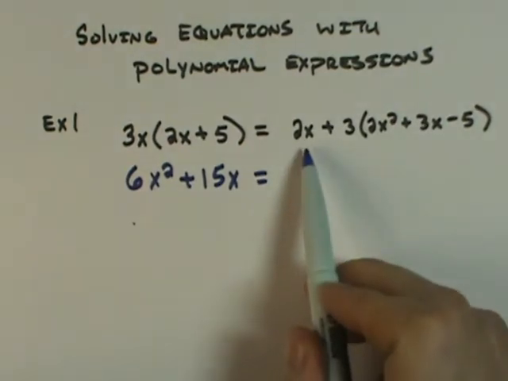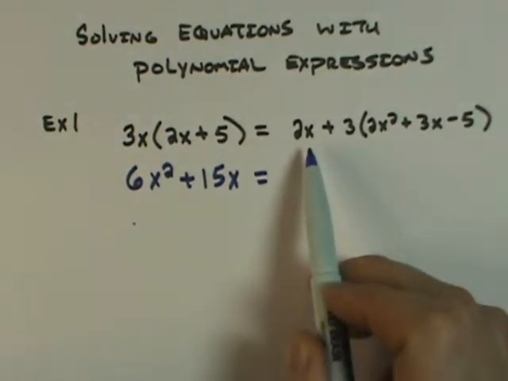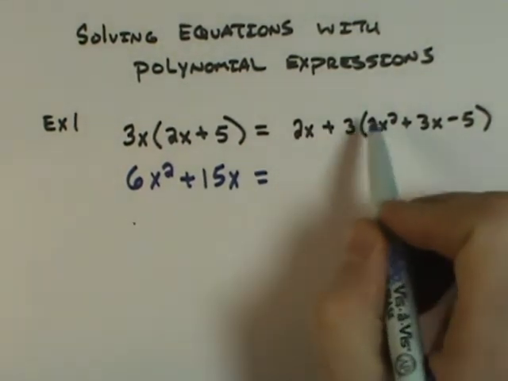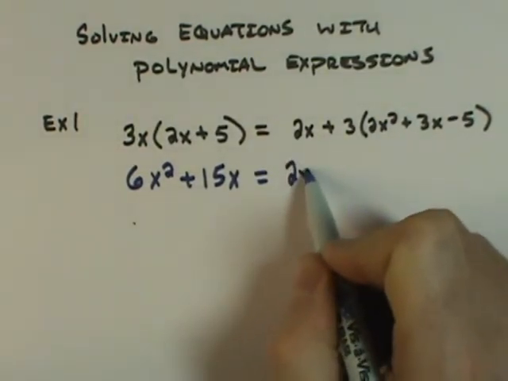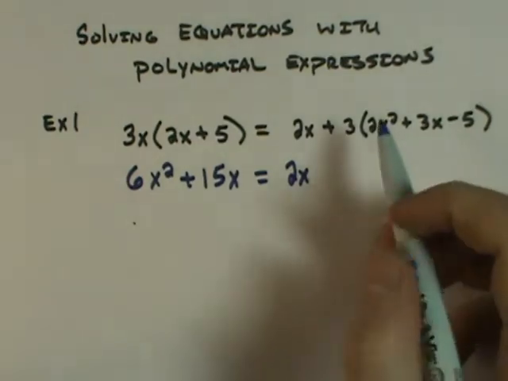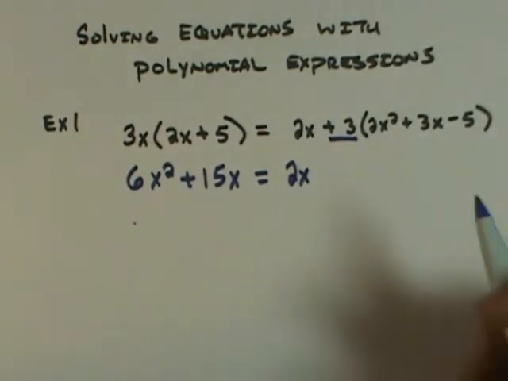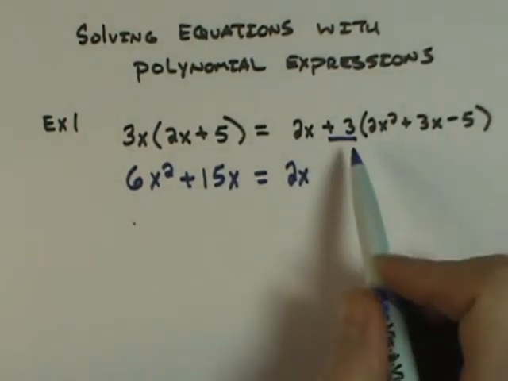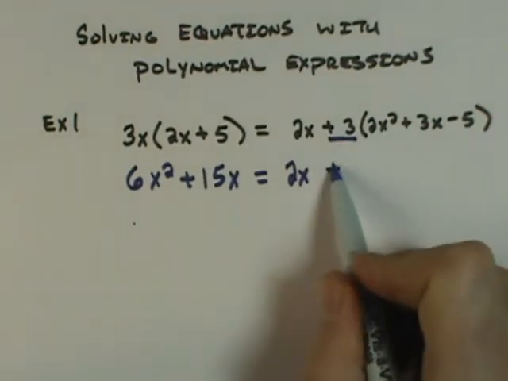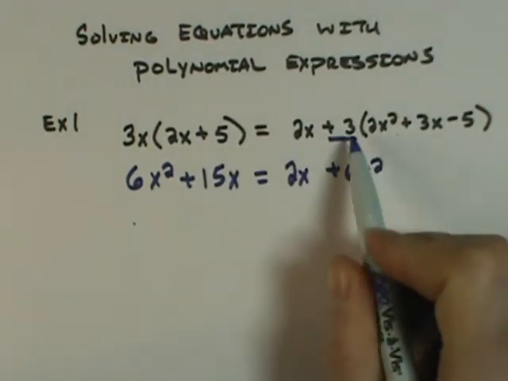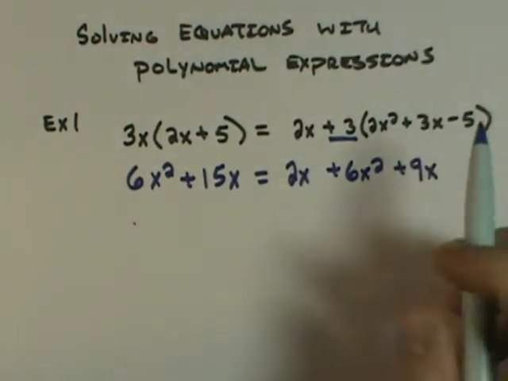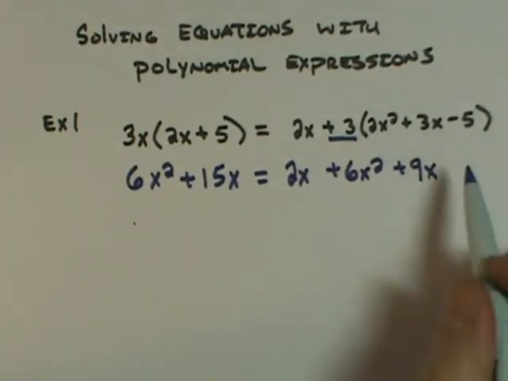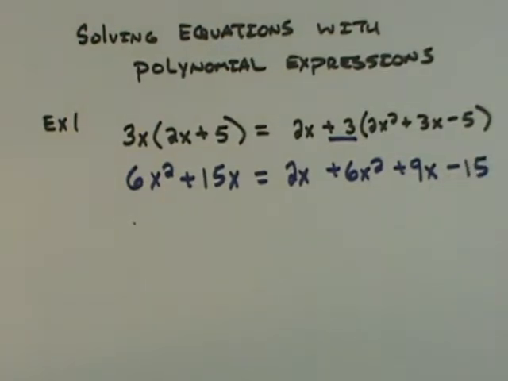On this side, I thought I'd throw just a 2x in there, maybe to mess us up a little bit. Because it's not connected through the parentheses, we don't have to distribute it, it just comes straight down. What we are concerned about is distributing the 3 across this polynomial. And so we would say 3 times 2 is plus 6x squared. 3 times 3 would be plus 9, the x comes straight down. And finally 3 times negative 5 would be minus 15.